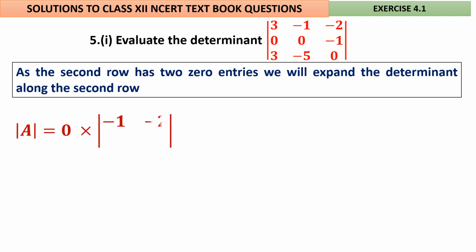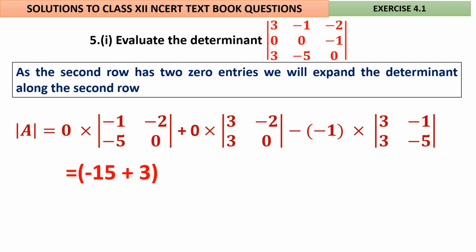0 into, then once again 0 into, then minus of minus 1. Why does that minus come there? Because the position of that element minus 1 is second row, third column, therefore A23. 2 plus 3 is 5, which is an odd number. Therefore minus of minus 1. Our final answer is minus 12. Be careful with the sign. If you are thorough with the sign first, the signs will alternate.